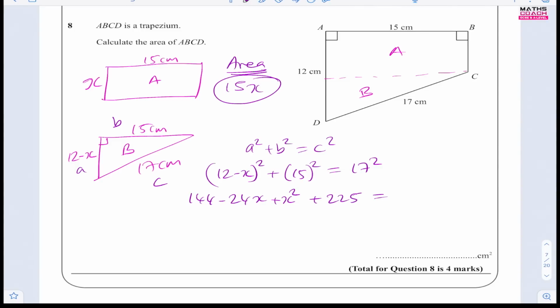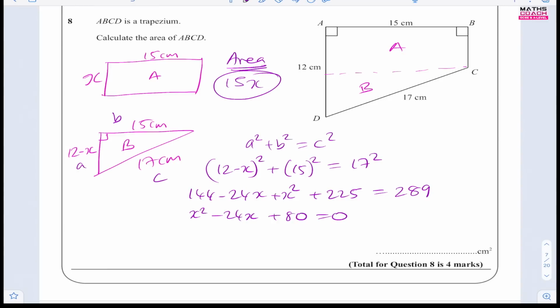And that's going to be equal to 17 squared, which is 289. Now we're going to take everything over to one side and simplify it. So we have x squared minus 24x plus 80 equals 0. To factorize this, you can use any of the methods that you know, but I'll go straight into the brackets.